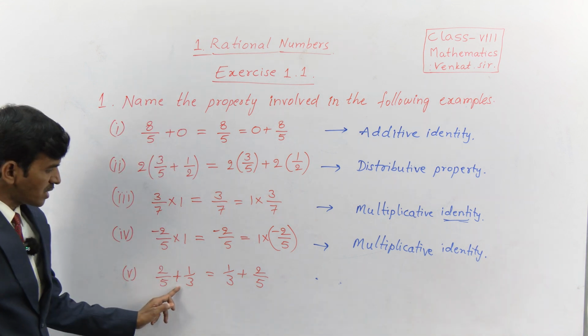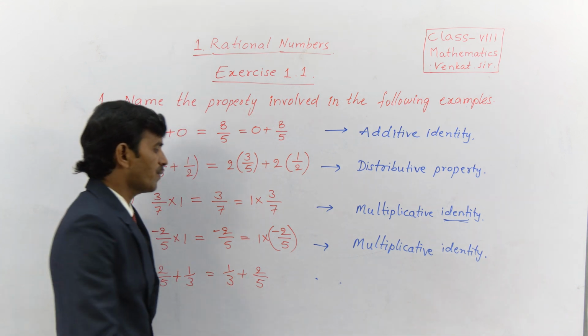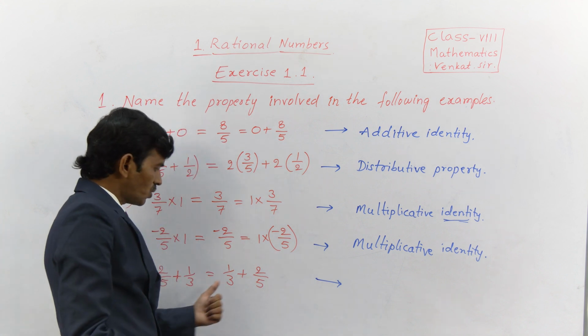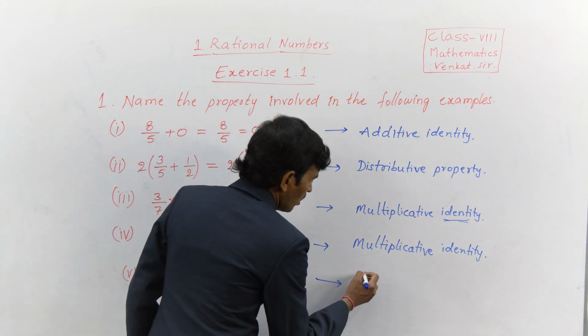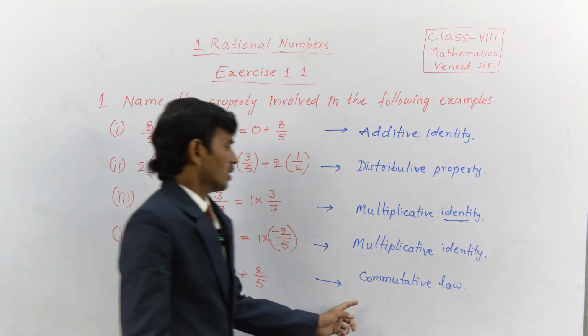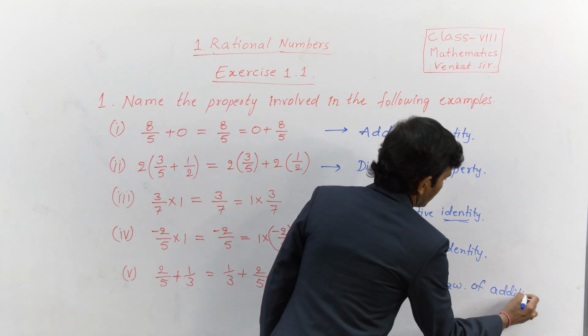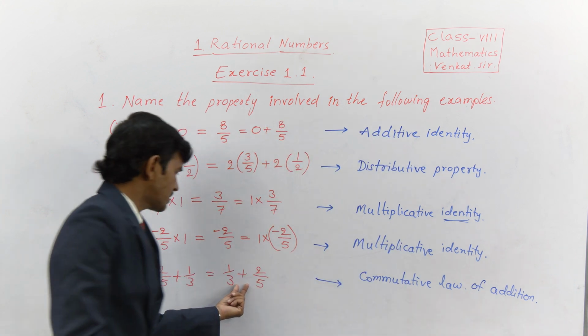Next, 2 by 5 plus 1 by 3 is equal to what? 1 by 3 plus 2 by 5. Here, a plus b is equal to b plus a format. This is called commutative law or commutative property. Commutative law of addition, as the operation is here given as plus.